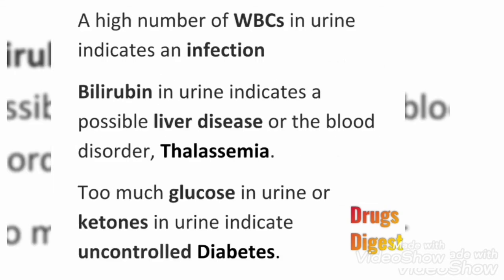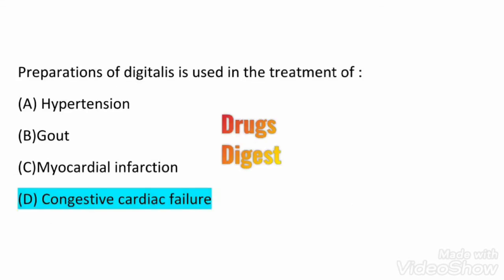A high number of WBCs in urine indicates an infection, possibly a UTI. The bilirubin in urine indicates a possible liver disease or blood disorder thalassemia. Too much glucose in urine or ketones in urine indicates uncontrolled diabetes.